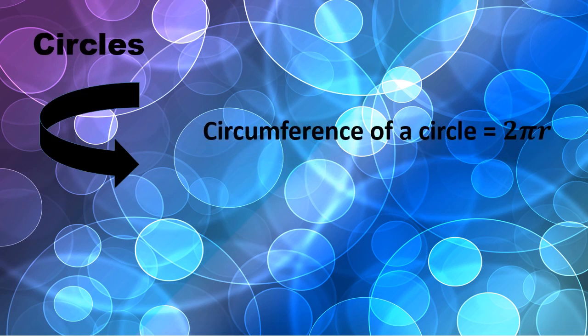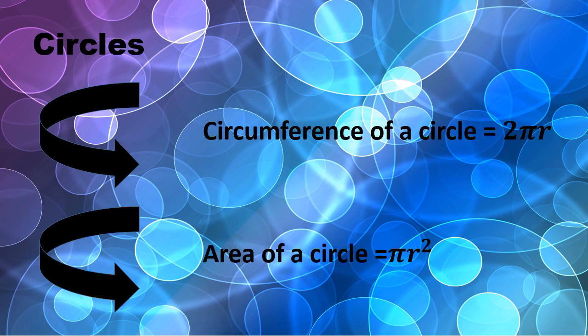Just a recap on the formula used for circles. The circumference of a circle is 2 pi r, and the area of a circle is pi radius squared. But for today, we are just going to focus on the circumference of a circle. So please remember 2 pi r.